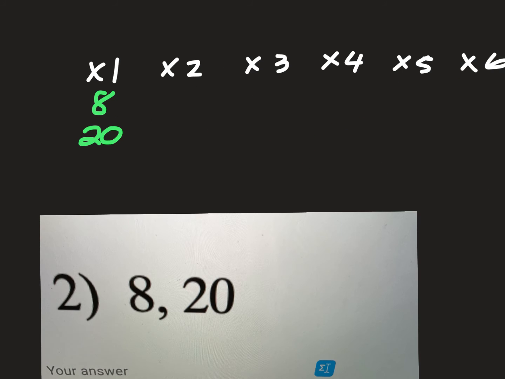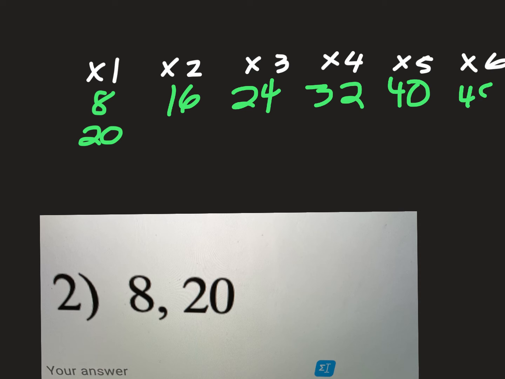For number 2, we're going to keep doing the same thing. So multiples, 8 times 1 is 8. 8 times 2 is 16. 8 times 3 is 24. 8 times 4 is 32. 8 times 5 is 40. 8 times 6 is 48.